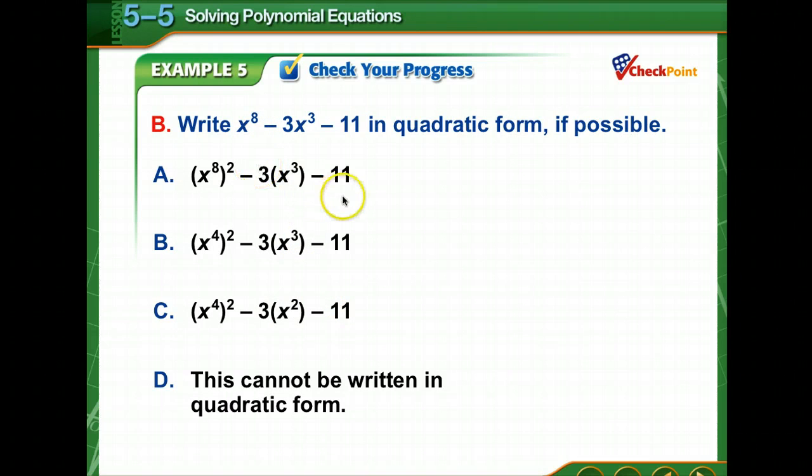Here, which one of these would fit? Can it be written in quadratic form? Well, we have this problem when we have an 8 and we have a 3. We can't break it down. This is, no, that's 16. This is 8, but not the same thing as in the parentheses. This is 8, but that's only 2. So this one cannot be written in quadratic form.